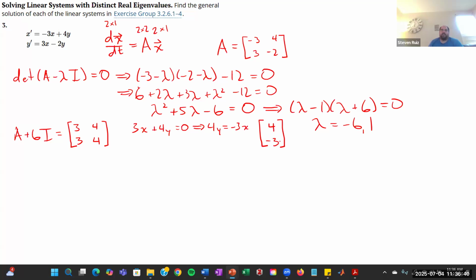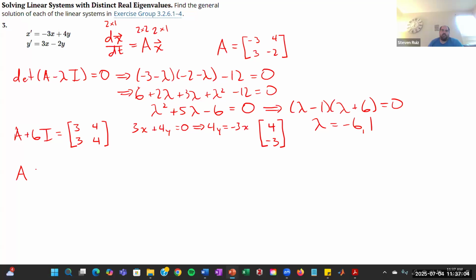And I'll remind you, eigenvectors are not unique. You could have an infinite number of vectors that are correct that don't look like this. For example, -4, 3 is a good one. 1, -3/4 is a good one. As long as that ratio is respected, you're fine.